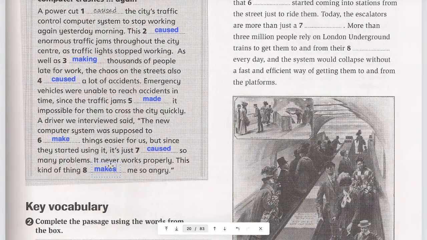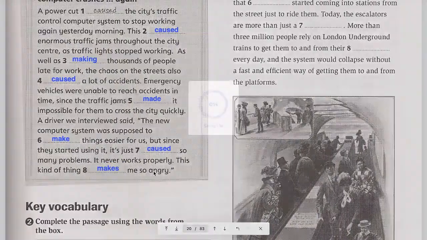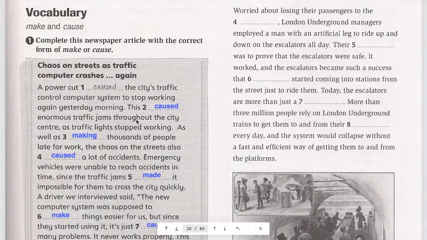Alright, now let's fix this together. Exercise 1. Okay. Alright, number 1, a power cut caused the city's traffic control computer system to stop working again yesterday morning. Now, someone please explain this to me, why we need to use caused and not made. Why is that?